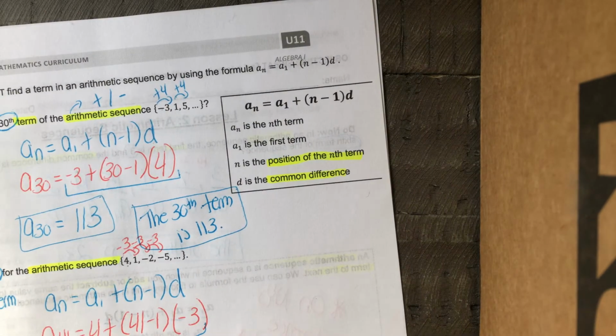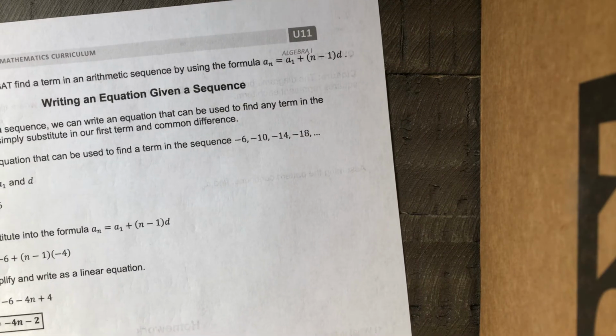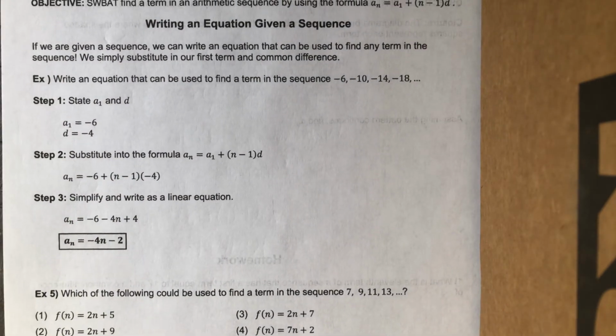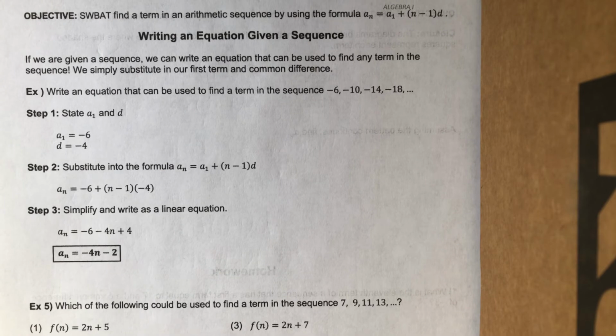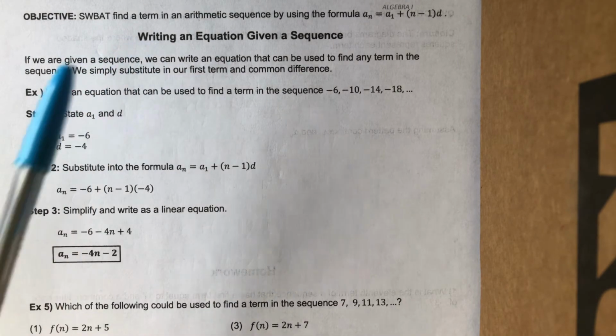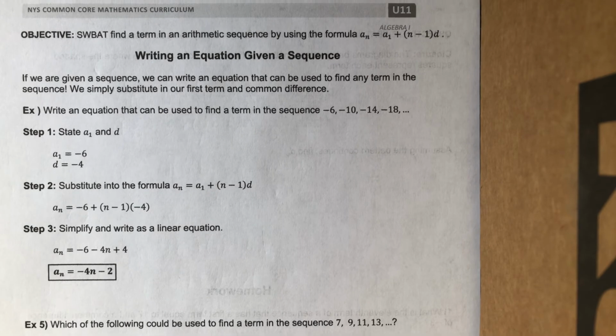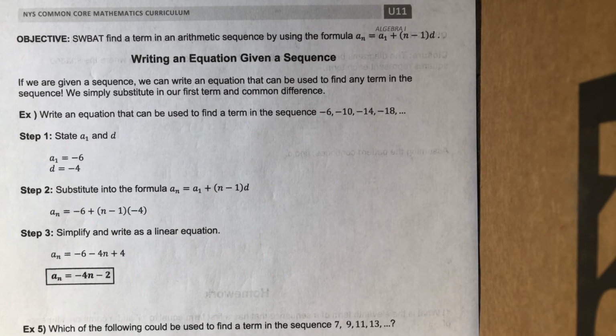Okay, moving on to the next page. All right, so now that you've gone over how to find a specific number in the sequence, we're going to go over just a formula that could find any number in the sequence. As I read these directions up top, it says writing an equation given a sequence. If we are given a sequence, that means we can write an equation that can be used to find any term in the sequence.